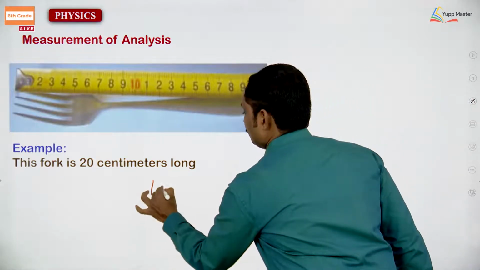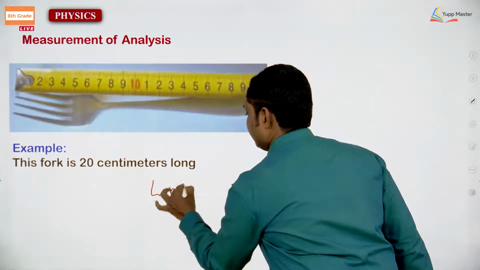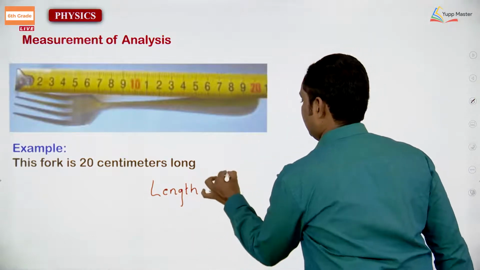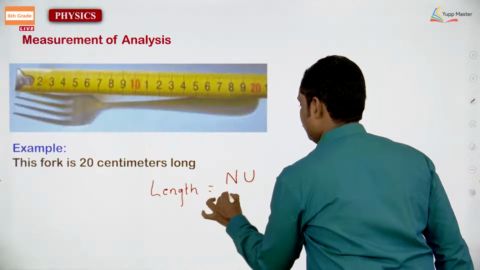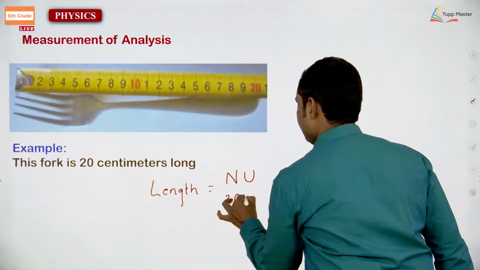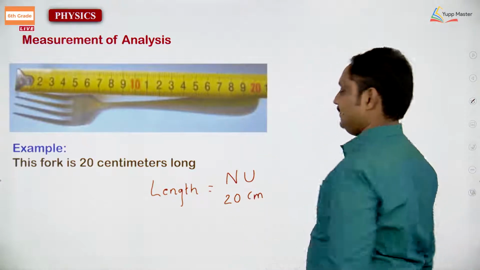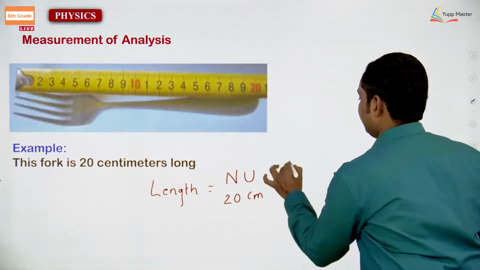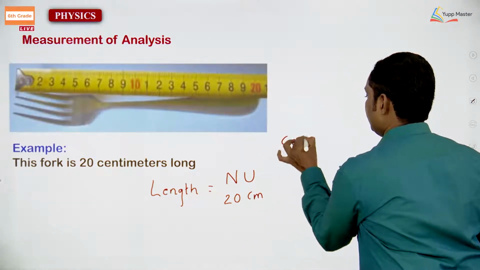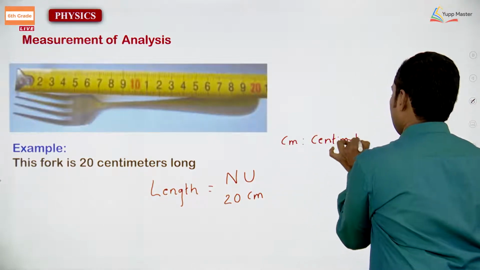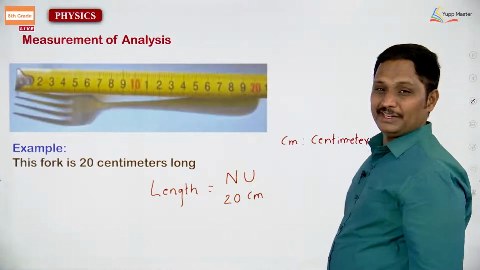Yes, if we are going to take that length, that is equal to 20. What about the unit? Centimeter. You can just take that cm, that gives the unit centimeter. Very clear, you can get this one.